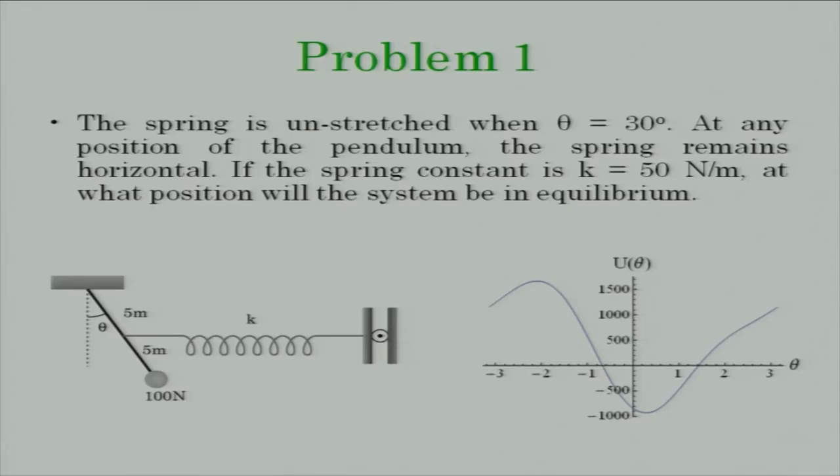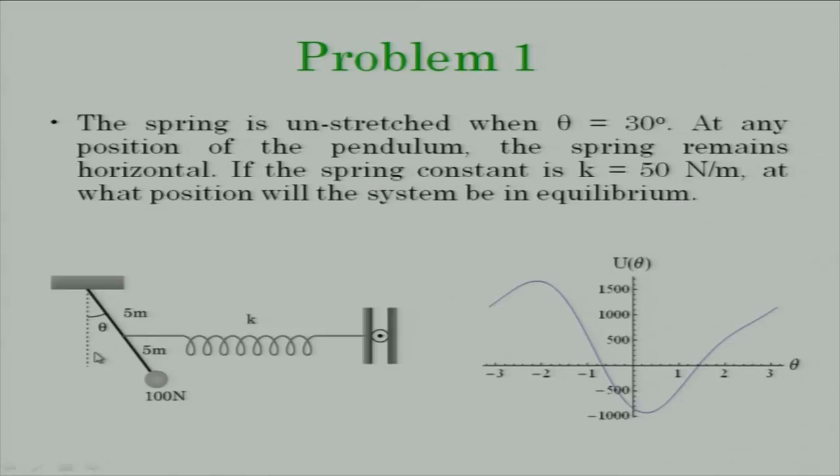Let us move on. So what we have in this problem, a very simple problem, is that the spring is unstretched when theta is equal to 30 degrees. At any position of the pendulum, the spring remains horizontal. Why does the spring remain horizontal? Because it is connected to a roller. Whatever you do, if the spring gets tilted, the roller will move up and keep the spring always in a horizontal position. Now, what we are asked is, if the spring constant K is equal to 50 Newton per meter, at what position will the system be in equilibrium?